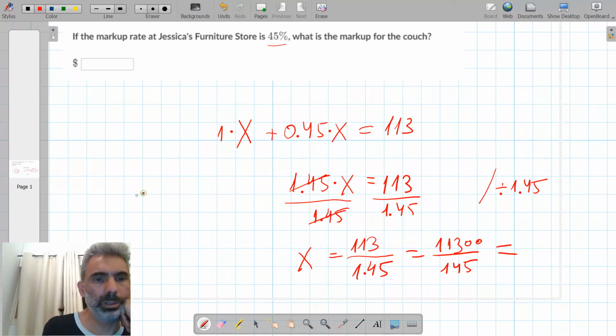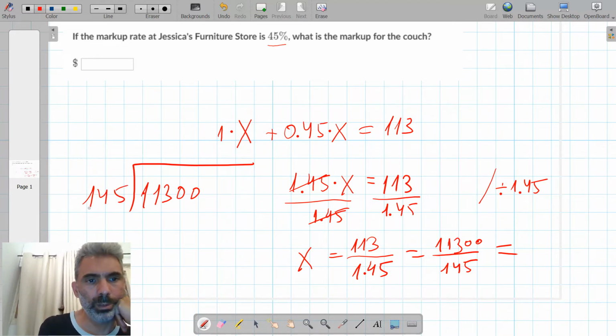So this equals 113 divided by 145. So 145 doesn't go into 113, it does go into 1130. How many times? So 8 times 100 is 800, 8 times 40 is 320, so it's too much. So 7.